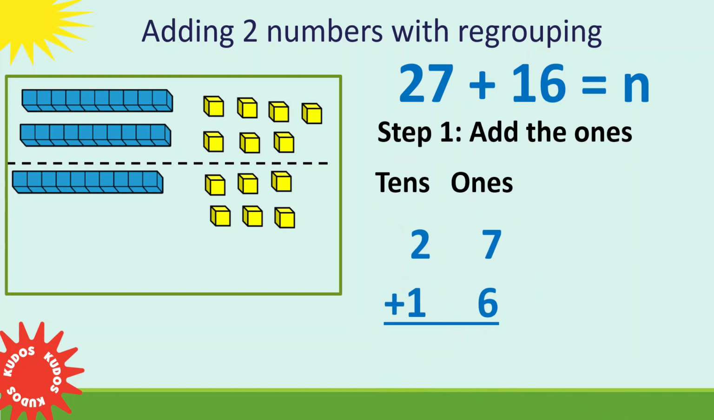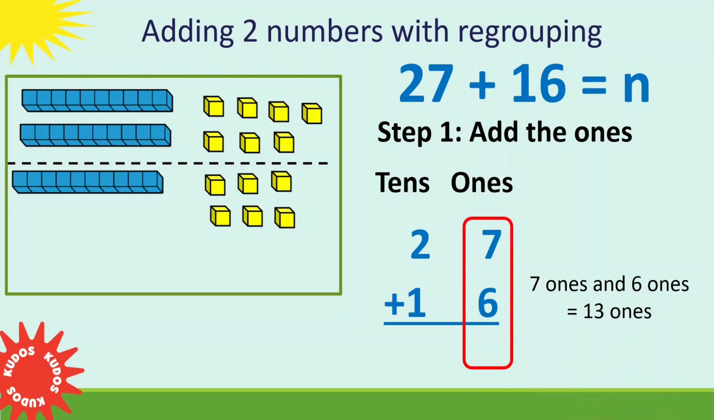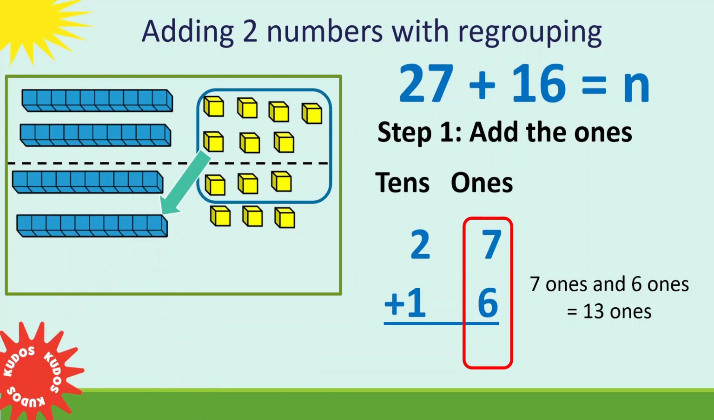So let's add the ones. That's the first step. Always we add the ones first, children, before the tens and other place values. Okay, we add the ones. So 7 and 6, that is equal to 13 ones. Then we regroup. We can make 1 ten from 10 ones, right? Okay, so what are we going to put in the ones column? Yes, it's 3 and then carry over 1.